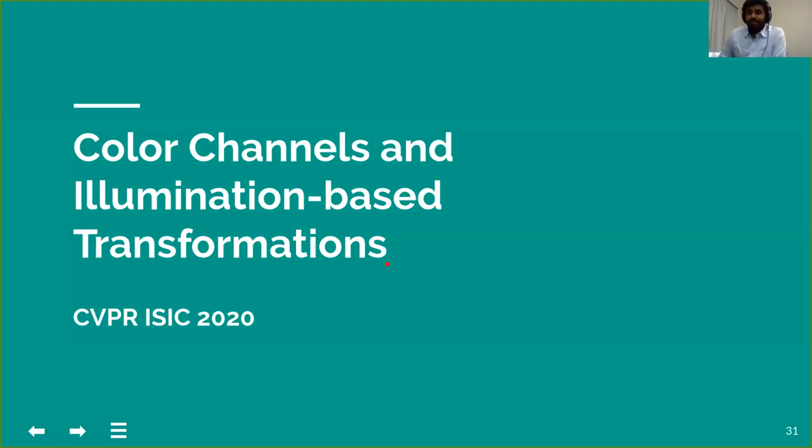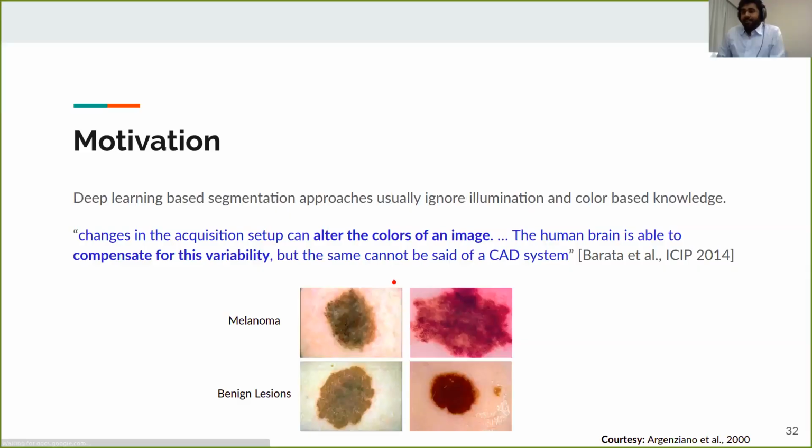Our next contribution is on color channels and illumination-based transformations. This was recently published at CVPR ISIC. The main motivation for this work was that deep learning-based segmentation models usually ignore information about illumination or color imaging, an area which has previously been explored in the past.